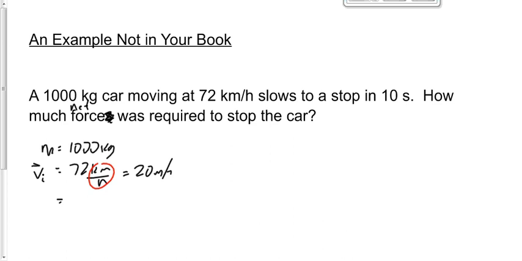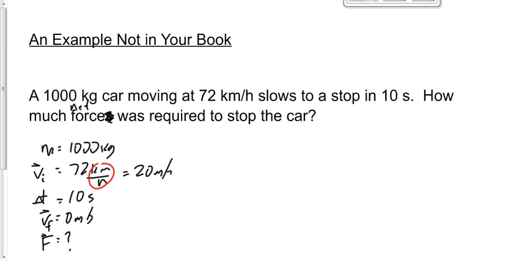What else we got here? 10 seconds, the time interval is 10 seconds. Anything else we have if we read between the lines here? What is it, Max? Yeah, VF is 0. It stops, right? So VF is 0. And we're looking for the net force, F. So what do you want to do to find the net force?